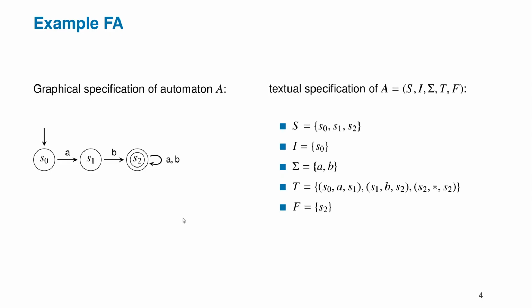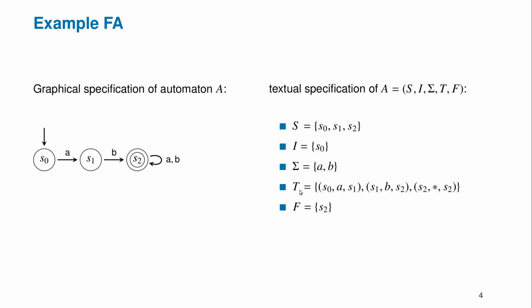And here I have a very small example. Here is the graphical specification of an automaton. Maybe let's start at the beginning. We have states S0, S1, and S2. This is written down here. Then we have one initial state S0, which is here, and which is also marked by this arrow, which has no source. Then we have the alphabet, which is A, B. No other symbols are used here.